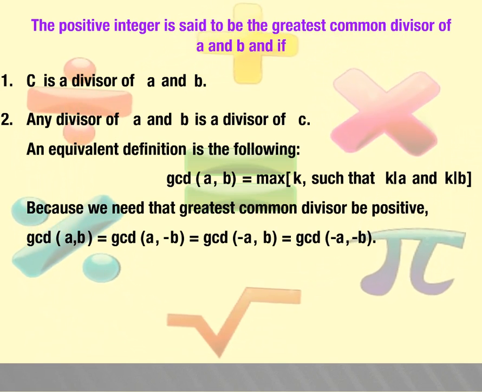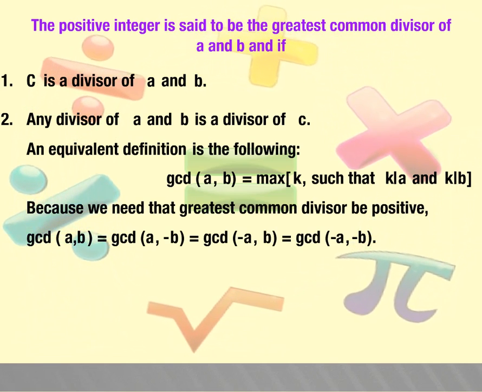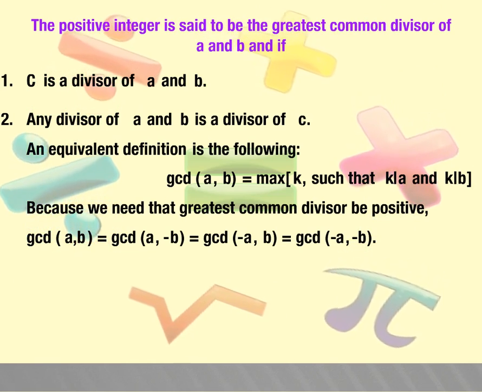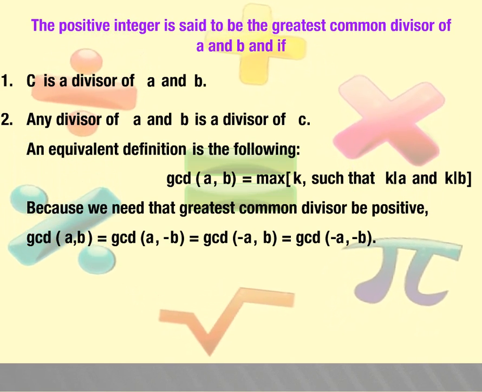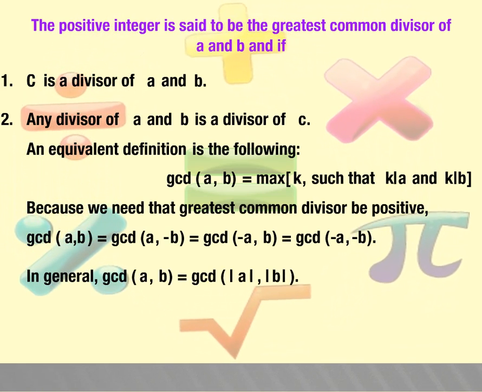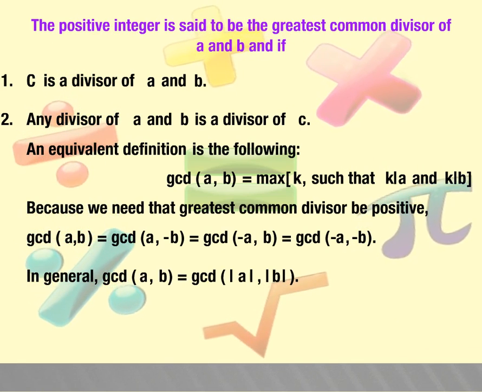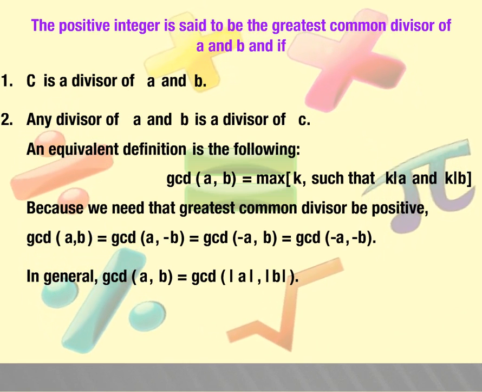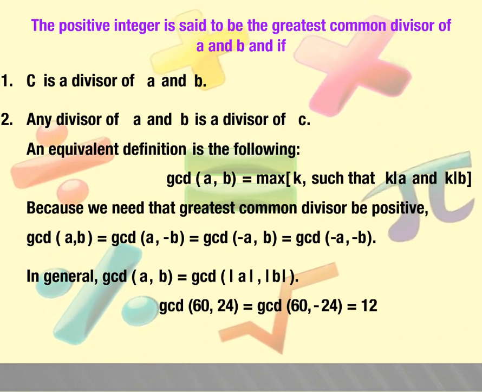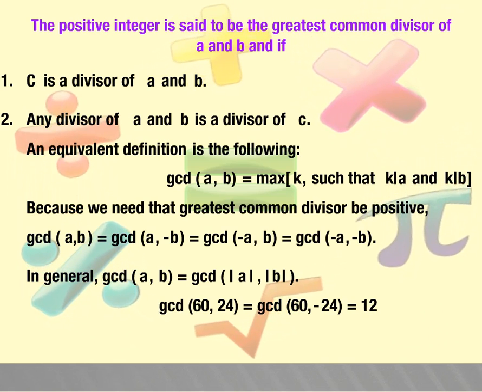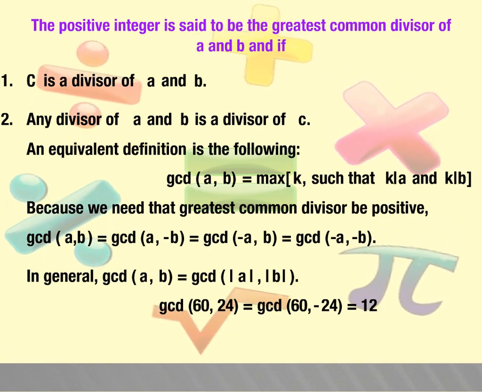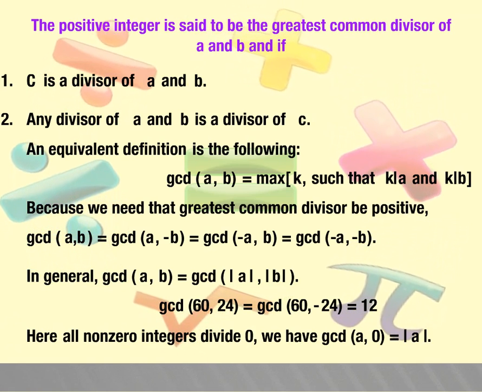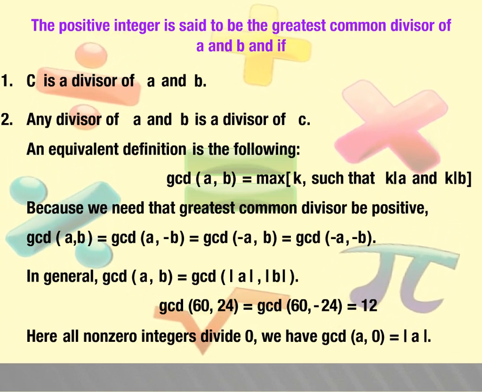GCD of a, b is equal to GCD of a, minus b, is equal to GCD of minus a, b, is equal to GCD of minus a, minus b. In general, GCD of a, b is equal to GCD of modulus a, modulus b. GCD of 60, 24 is equal to GCD of 60, minus 24, which is equal to 12. Here, all non-zero integers divide 0. We have GCD of a, 0 is equal to modulus of a.